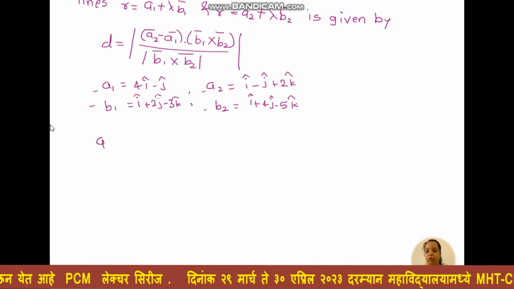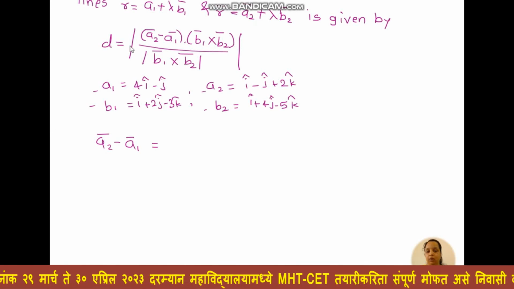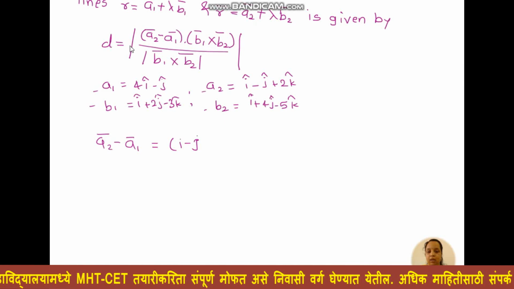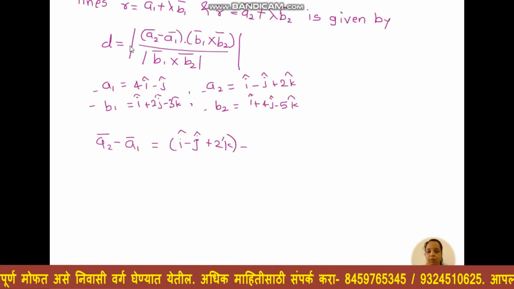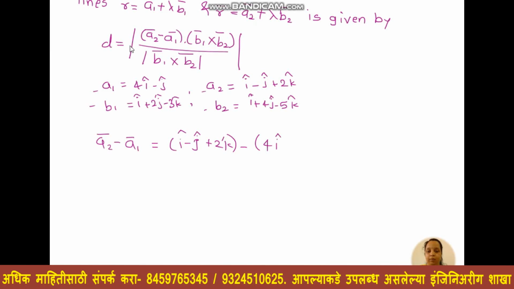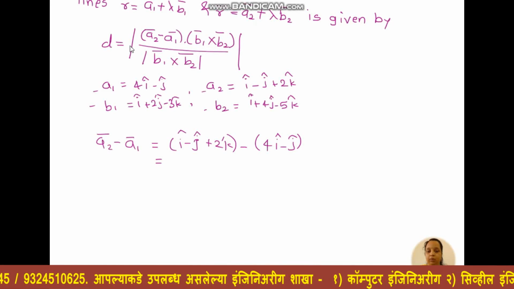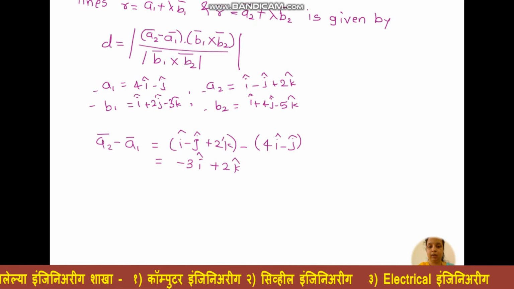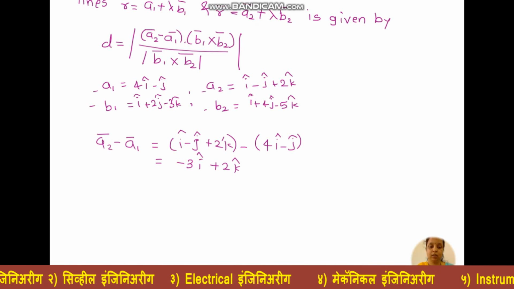Therefore, a2 bar minus a1 bar is equal to i minus j plus 2k minus 4i minus j, which is equal to minus 3i, which is equal to minus 3i plus 2k.